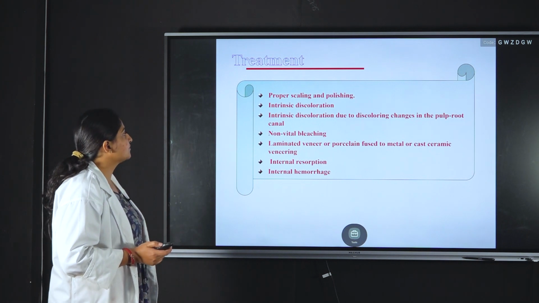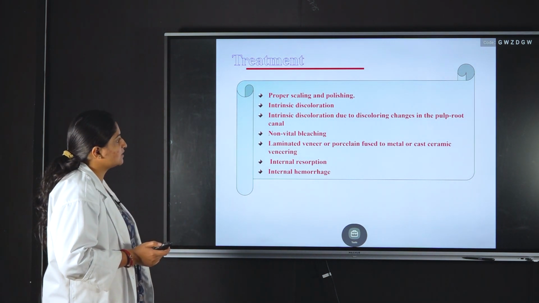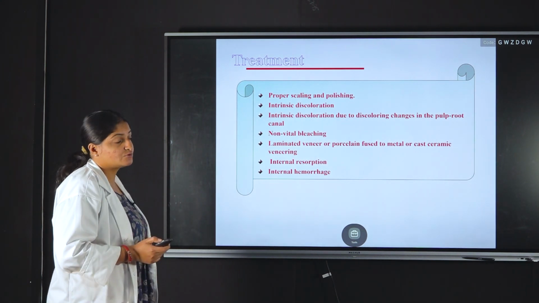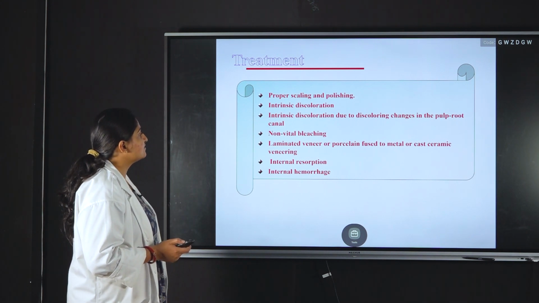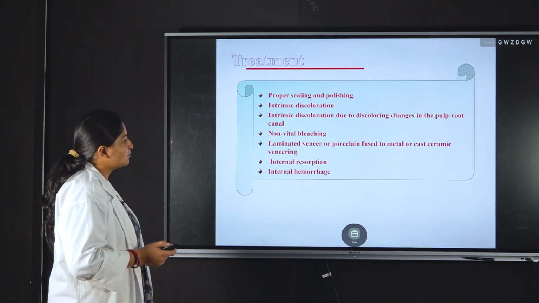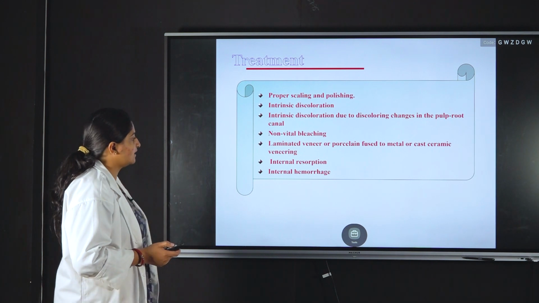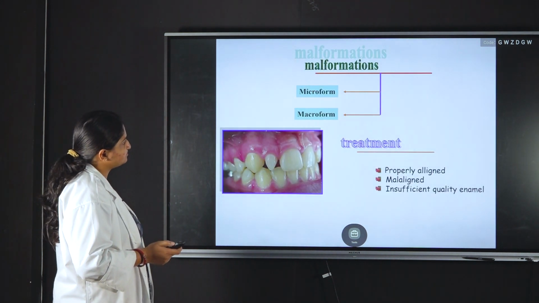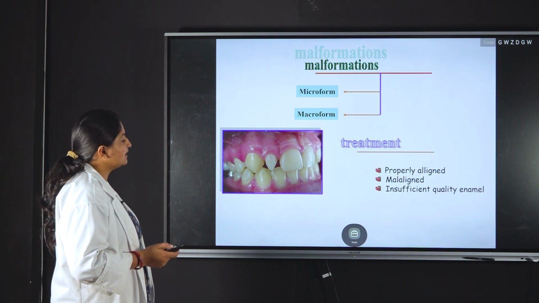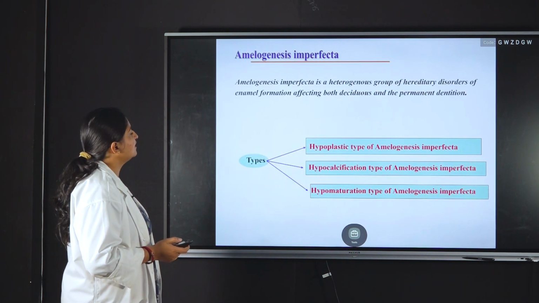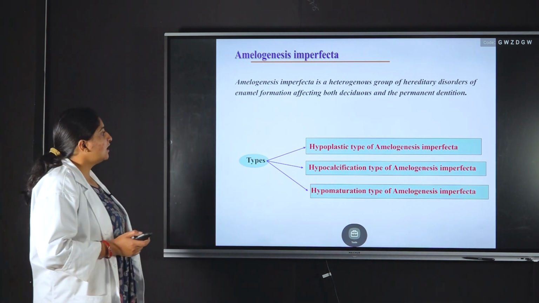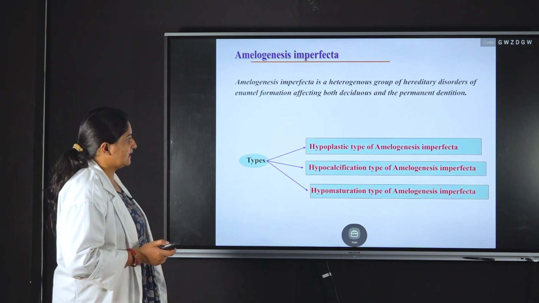Coming to the treatment of the developmental disturbances, first start with proper scaling and polishing. Intrinsic discoloration can be treated by the use of bleaching agents. Intrinsic discoloration due to discoloring changes in the pulp root canal is treated with non-vital bleaching, laminated veneer, porcelain fused to metal or cast ceramic veneering, and then internal resorption and internal hemorrhage. Coming to the malformations, microform or macroform, the treatment is for properly aligned, malaligned teeth, insufficient quality enamel. And amelogenesis imperfecta is a heterogeneous group of hereditary disorders of enamel formation affecting both the deciduous and the permanent dentition.